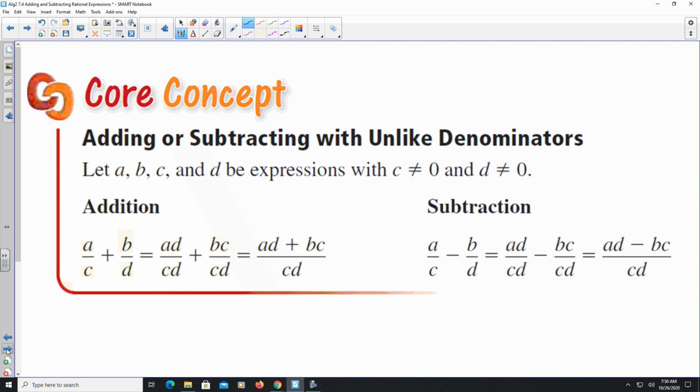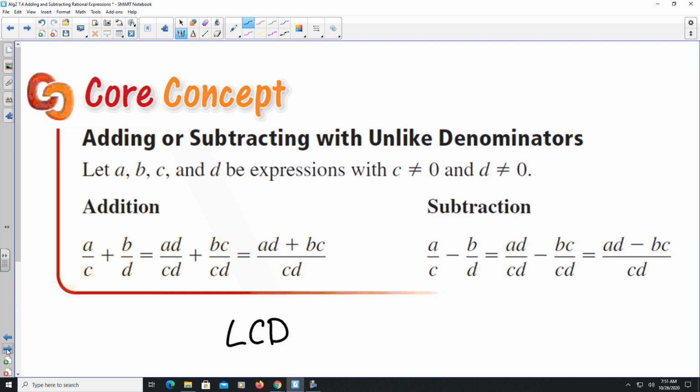So where it becomes just a little bit more challenging is when you have addition or subtraction with uncommon or unlike denominators. What you need to do is discover a way of making them like denominators, which means eventually you're going to have to find what is called the LCD, the least common denominator.